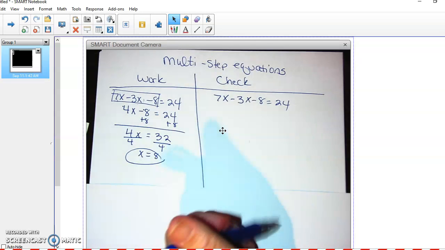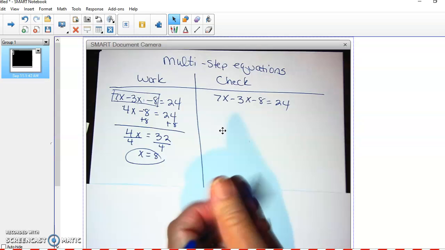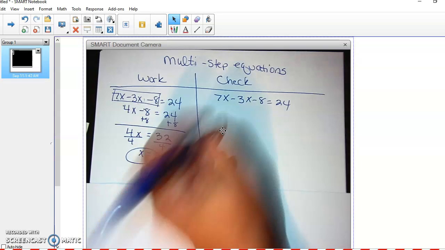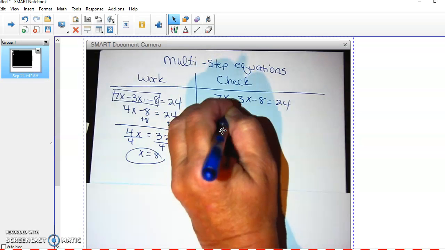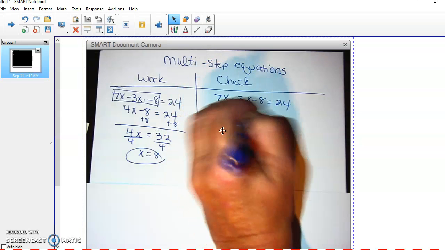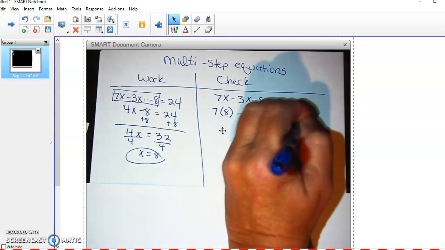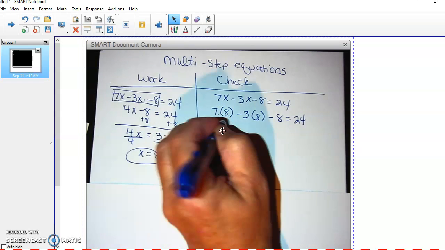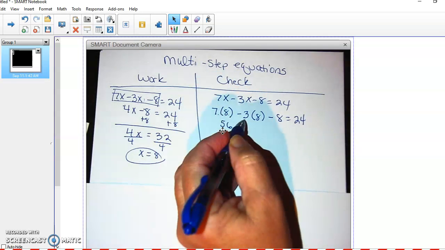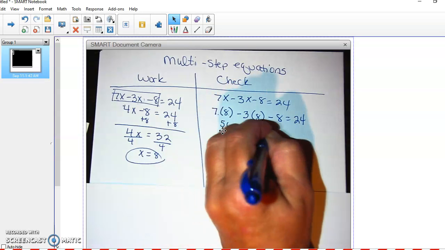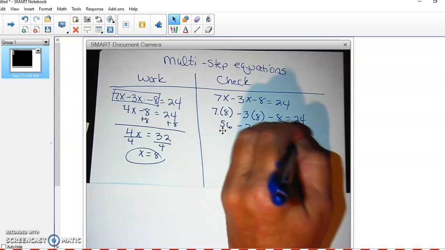Okay? Now we want to check to make sure that's correct. Remember, like we were doing before, if we substitute it into the variable and we do the math and it balances, then we know it's right. So we say 7 times whatever x is, minus 3 times whatever x is, and then we subtract that 8, and it's equal to 24. So 7 times 8 is 56. A negative 3 times a positive 8 is negative 24. And then we bring down that minus 8.